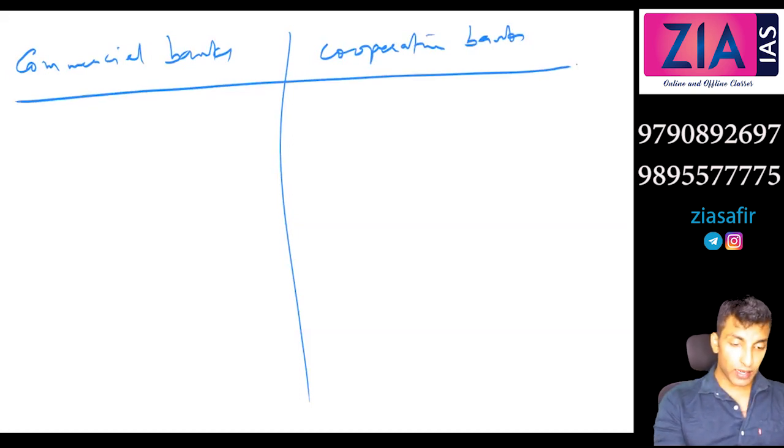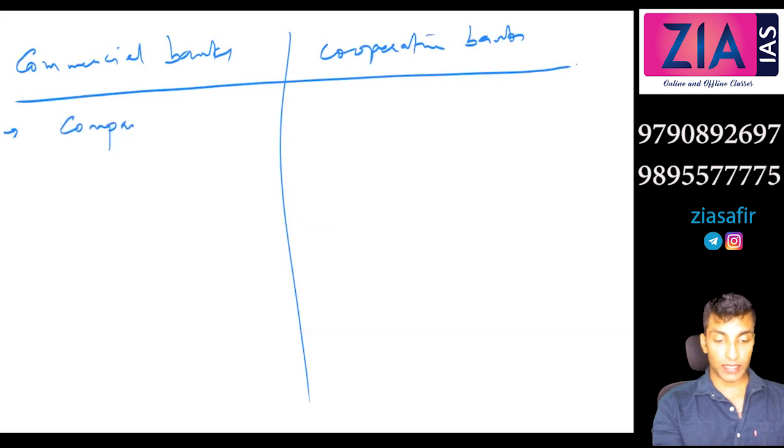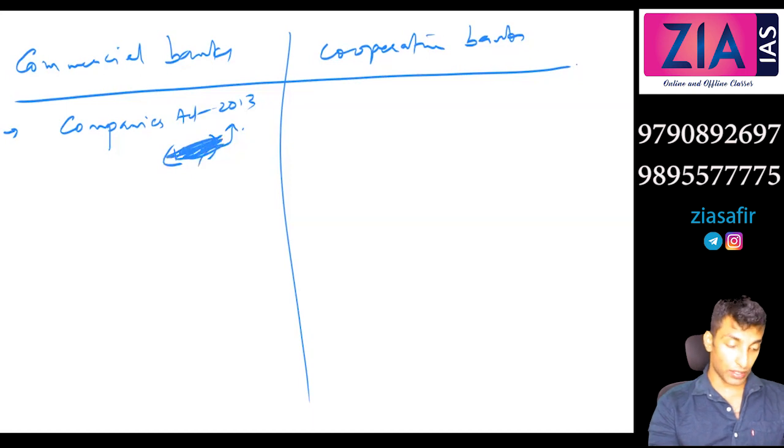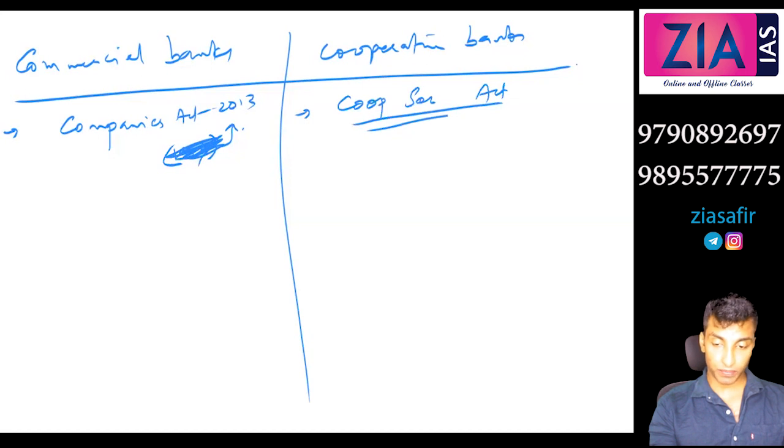Under commercial banks you write registered under Companies Act 2013. Earlier it was Companies Act 1956. When it was amended, it became 2013. What about cooperative bank? Under Cooperative Societies Act of State Government. So this is under the state government.